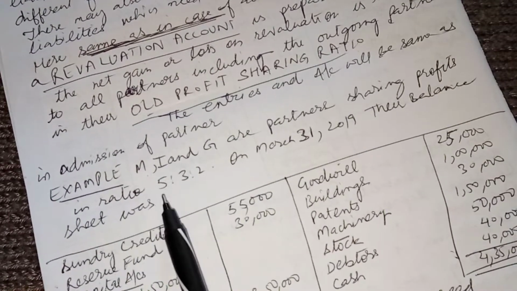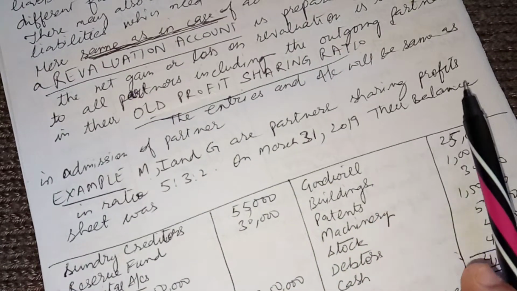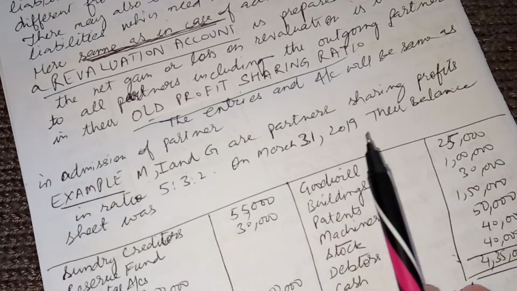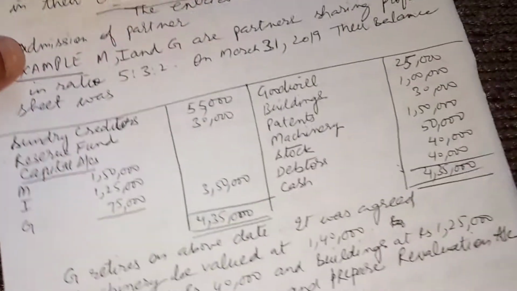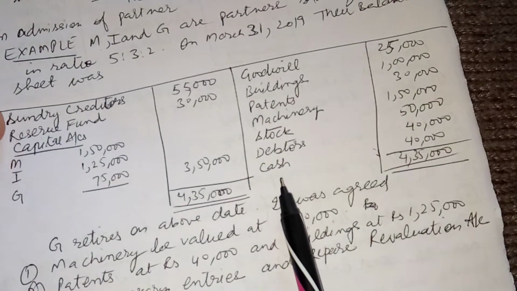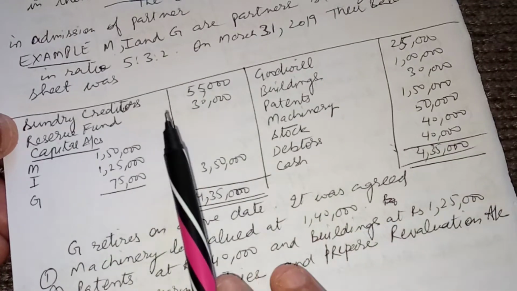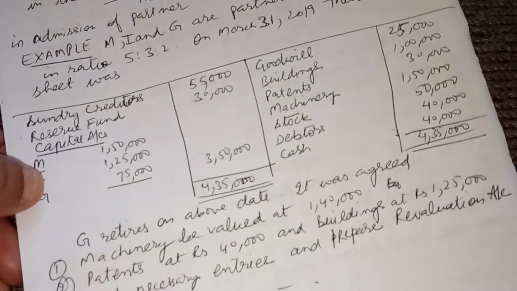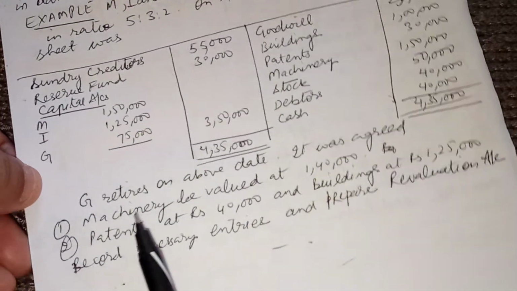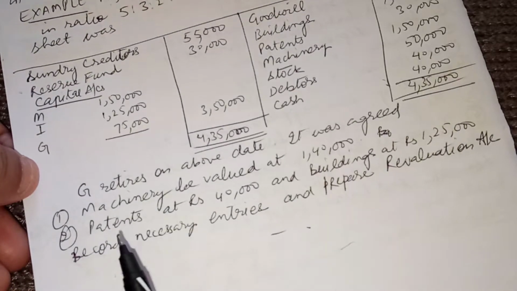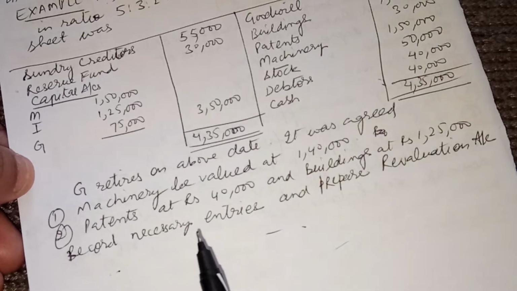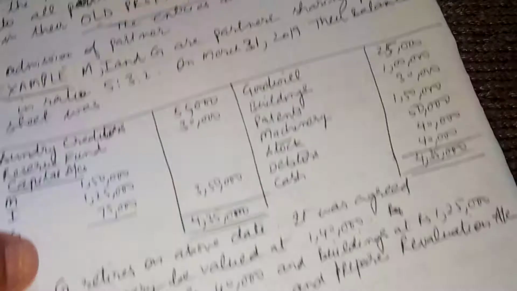In the example, M, I and G are the partners sharing profits in the ratio 5:3:2. On March 31st, their balance sheet was given, showing goodwill, building, patents, machinery, stock, debtors and cash, and sundry creditors 55,000, reserve fund, capital accounts. G retires on the above date and it was agreed that machinery be valued at 1,40,000, patents at 40,000, and buildings at 1,25,000. Now record the necessary entries and prepare the revaluation account.